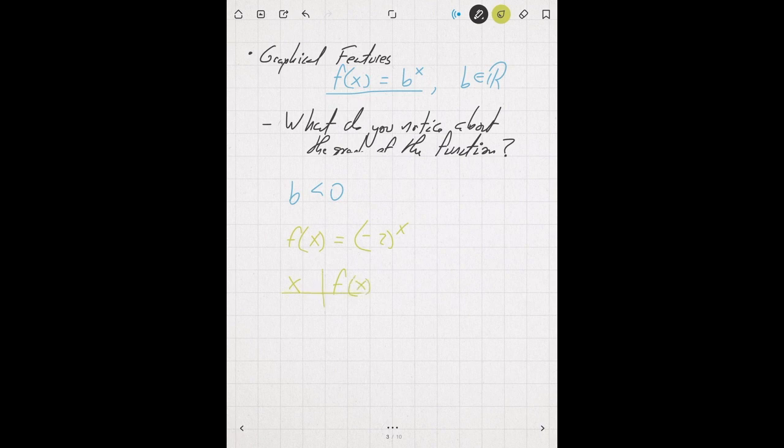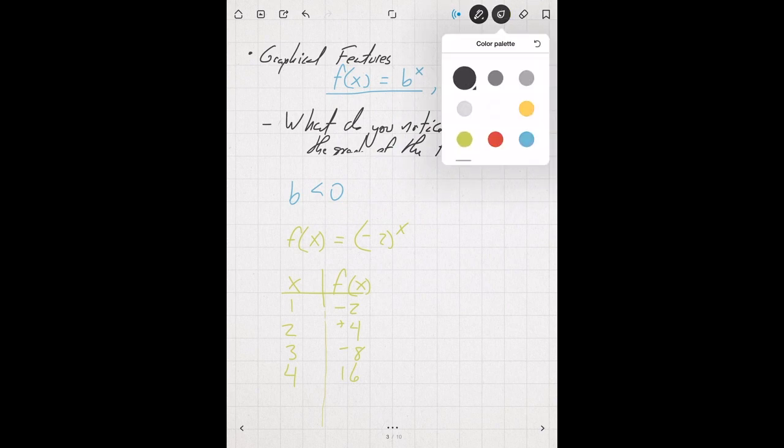And I want to see what we get as we plug in different values. So let's plug in something like 1. What's -2 to the first power? Well, -2 to the first power is just -2. Easy as that. Now let's plug in a 2. -2 to the second power is +4. Then let's plug in a 3. -2 to the third power is -8. If we plug in 4, -2 to the fourth power is 16.